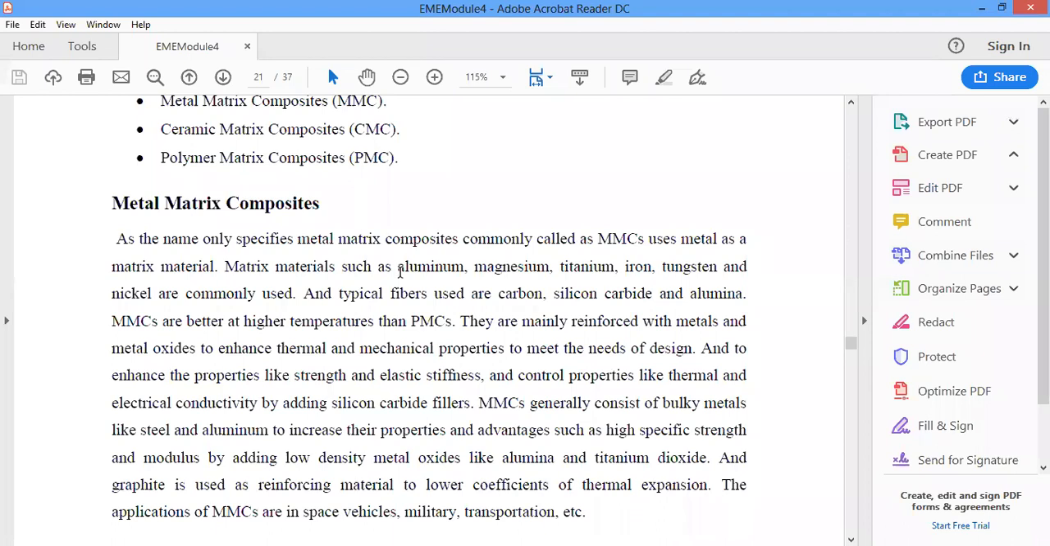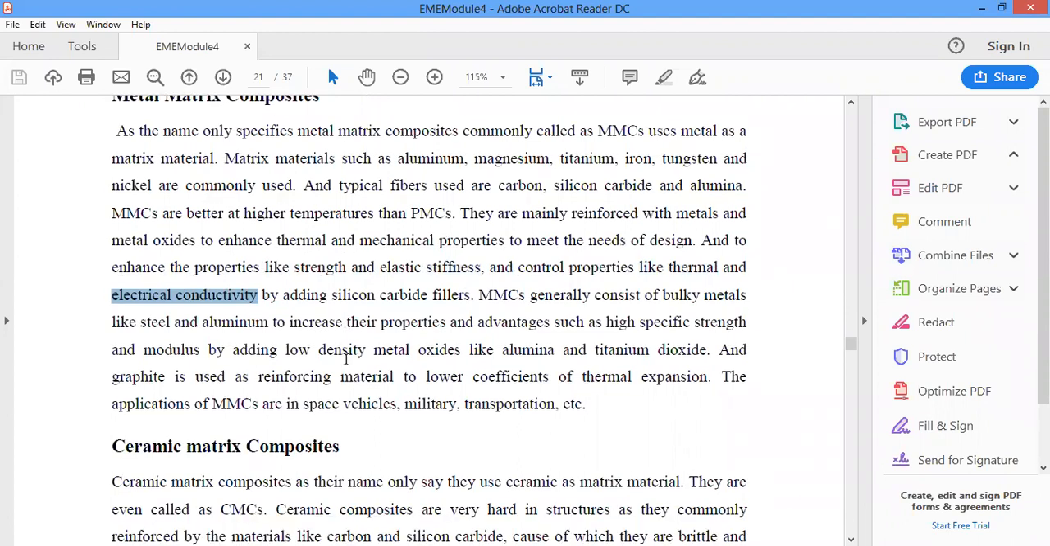Fly ash is light in weight, and aluminium is also light in weight. So the combination will have very low weight but very high strength, because fly ash has a little higher strength and very good wear resistance also. These will be some of the properties. It will have enhanced strength, elastic stiffness, control in thermal conductivity, and so on, depending upon what is added. We will generally have low densities when we use oxides of alumina or titanium dioxide and so on.